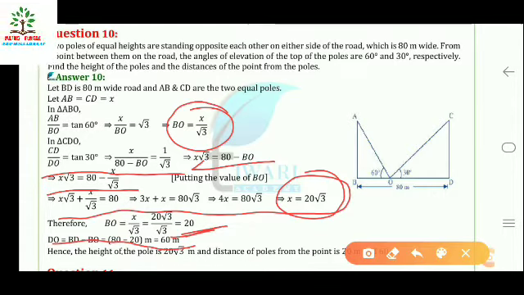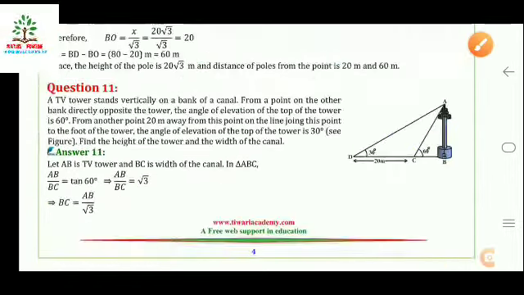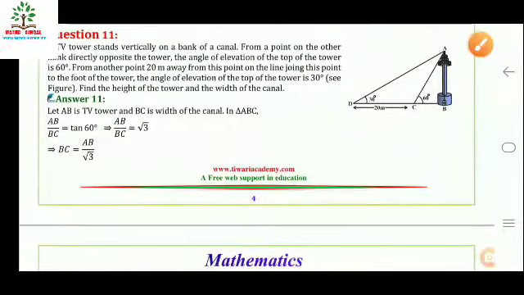So here we are getting all the three values. The height of both the poles is 20 root 3 meter, and the distances are 20 meter and 60 meter respectively. Okay, so moving towards question number 11.